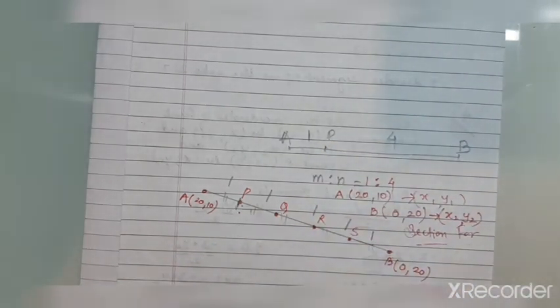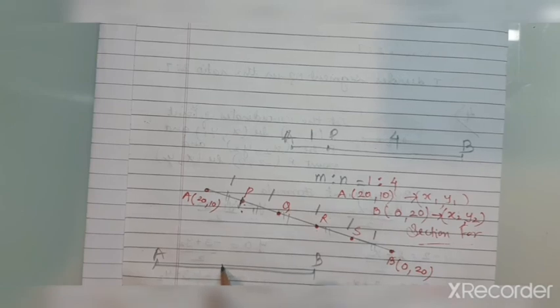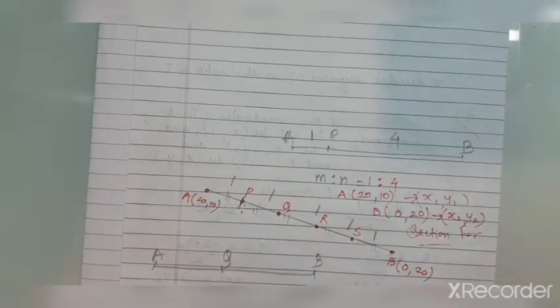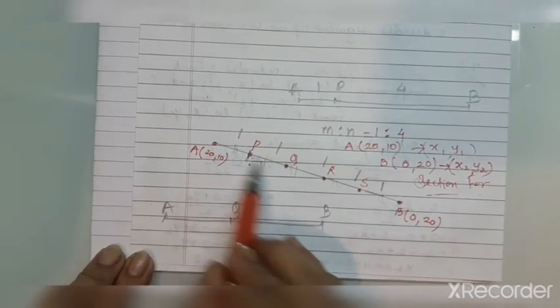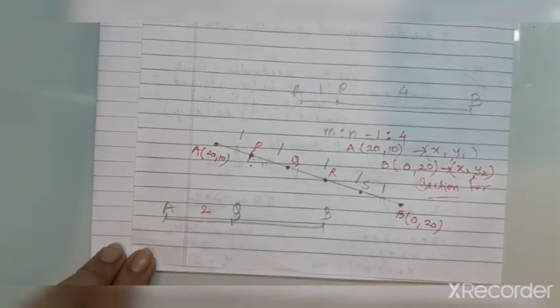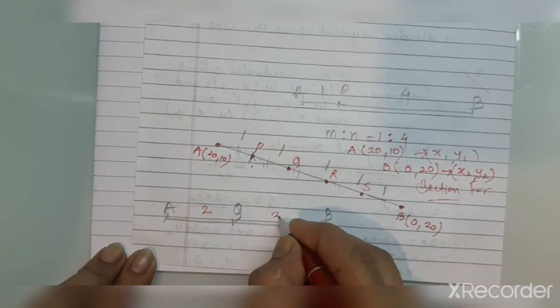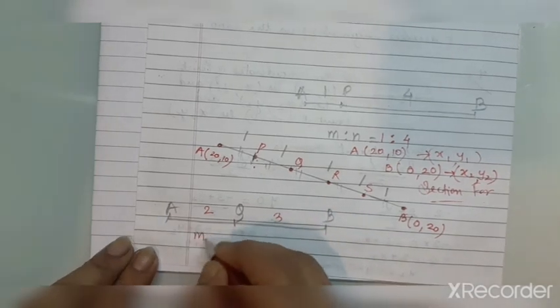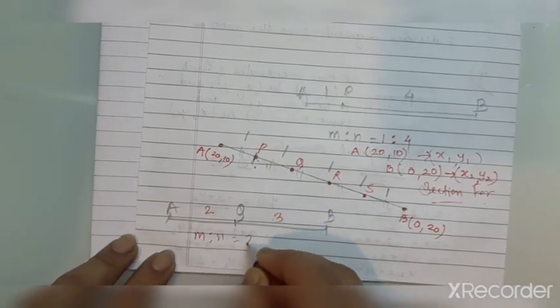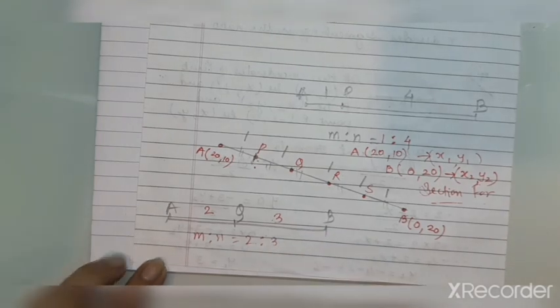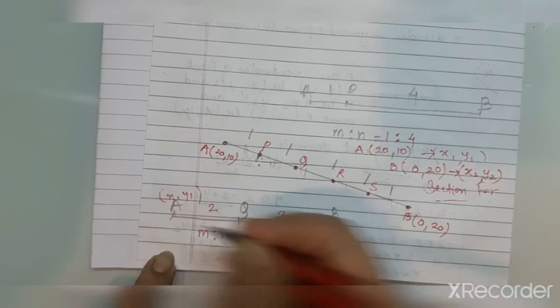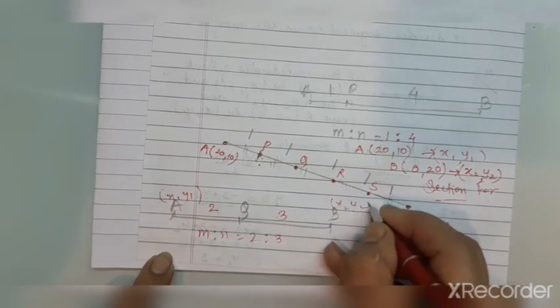In order to do it by the section formula, what you have to do? Now see, this is A and B, and now we want to find the coordinates of Q. From A up to Q, how many parts are there? 2 parts. And from Q to B, how many parts are there? 3 parts. So here m:n is equal to 2:3. A coordinates will be x1, y1 and B coordinates will be x2, y2 every time.